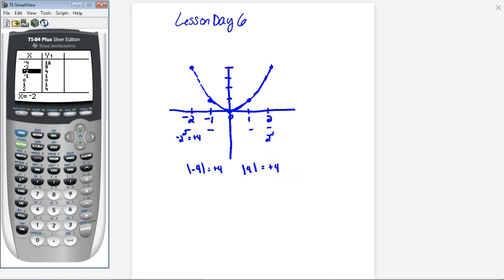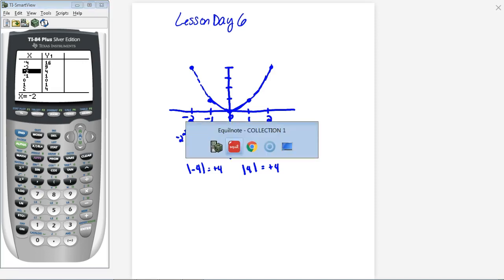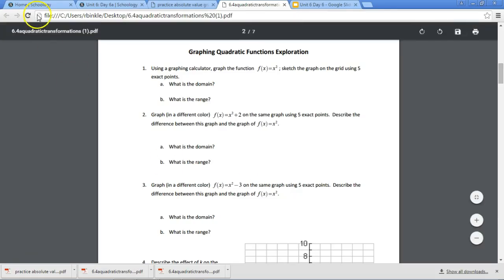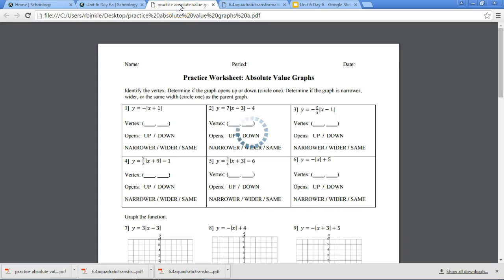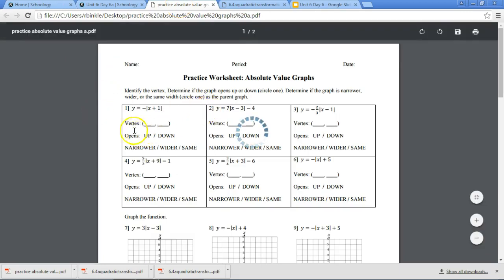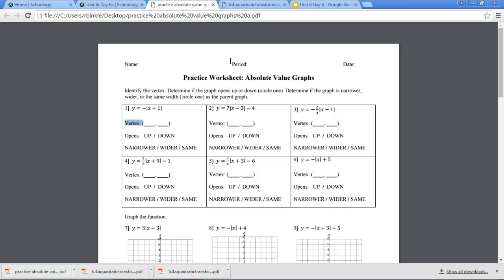So anyway, I just wanted to give you a heads up on how to do a graph like we did here using the table in the calculator. Maybe I should go over one really quickly of the absolute value problems. Okay, just this vertex here, when it's asking for the vertex, if you graph it on your calculator, that's going to be the point of the V.